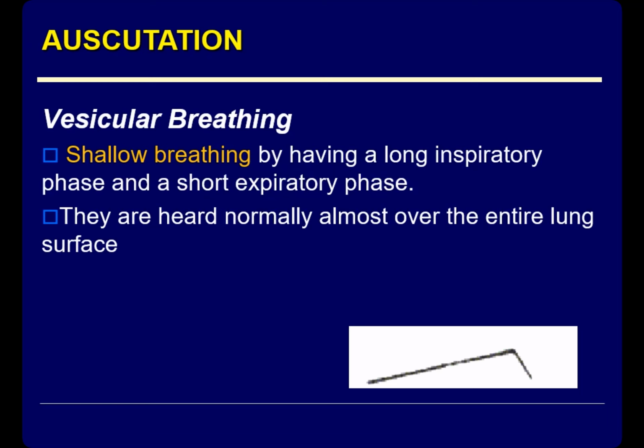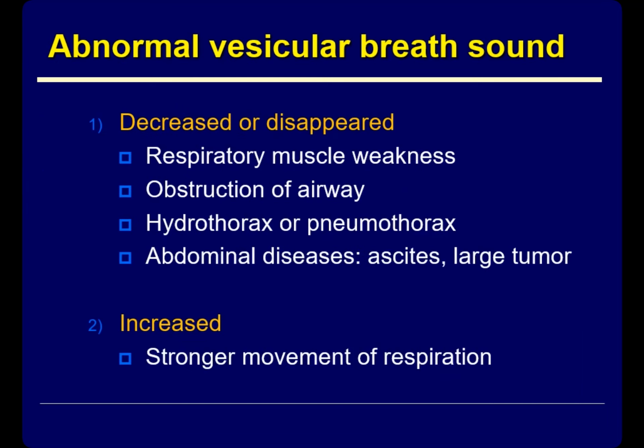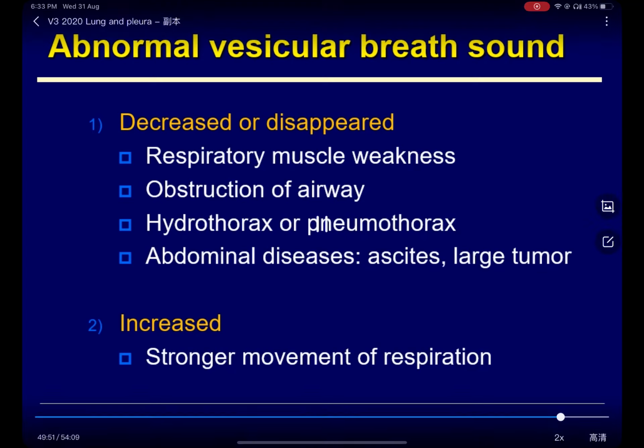over almost the entire lung surface. Decreased or absent vesicular breath sounds may imply weakness of respiratory muscles, obstruction of the airway, hydrothorax or pneumothorax, or abdominal disease such as ascites or a large tumor. Increased vesicular breath sounds may imply stronger movement of respiration.